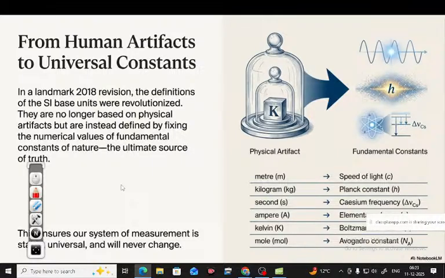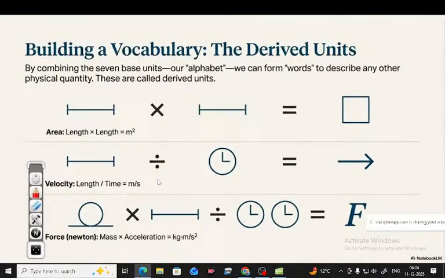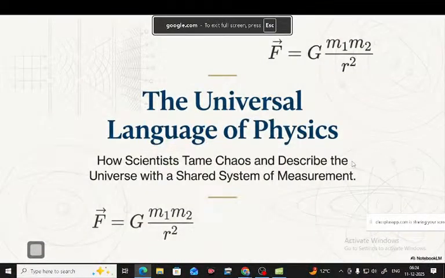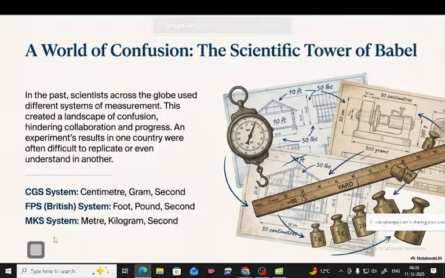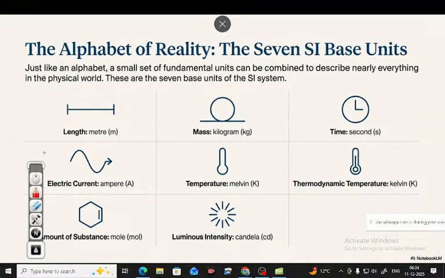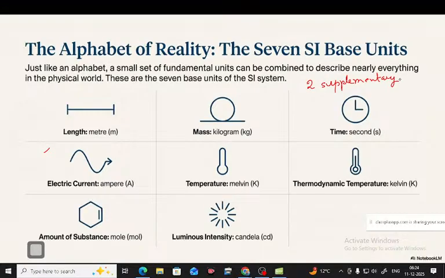these are the systems, right? From human artifacts, now, besides these 7 fundamental units, there are 2 secondary units also. There are 2 supplementary units also.